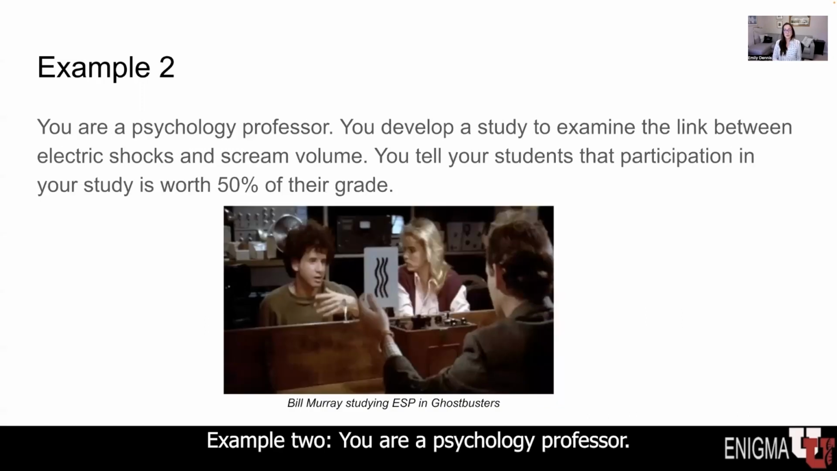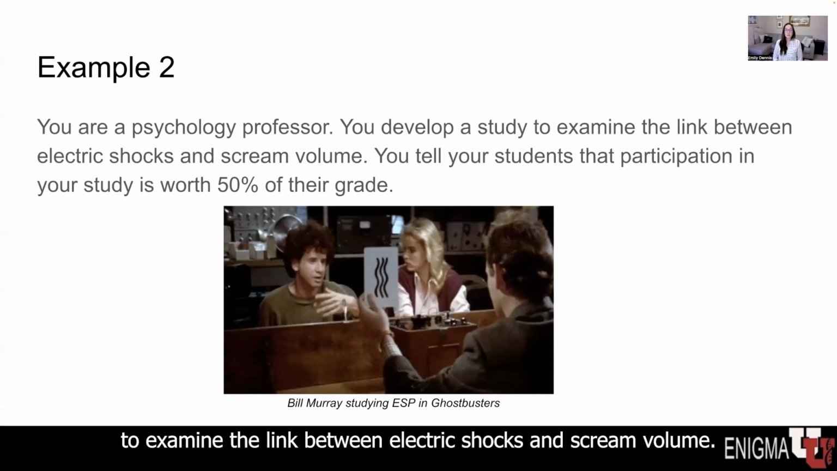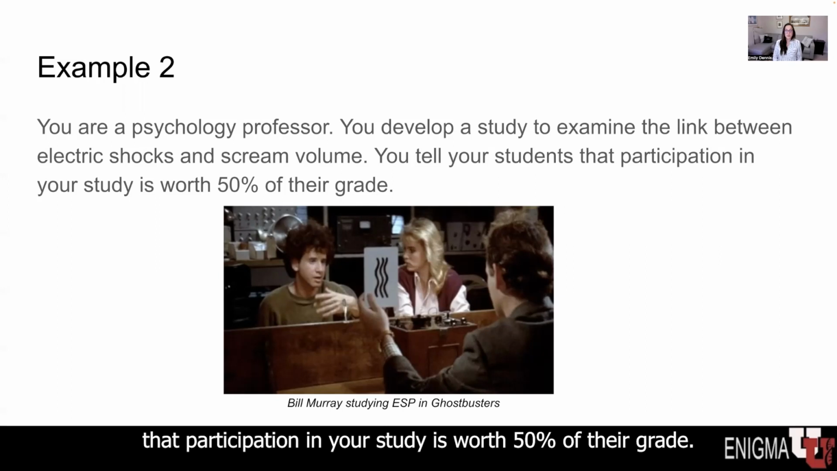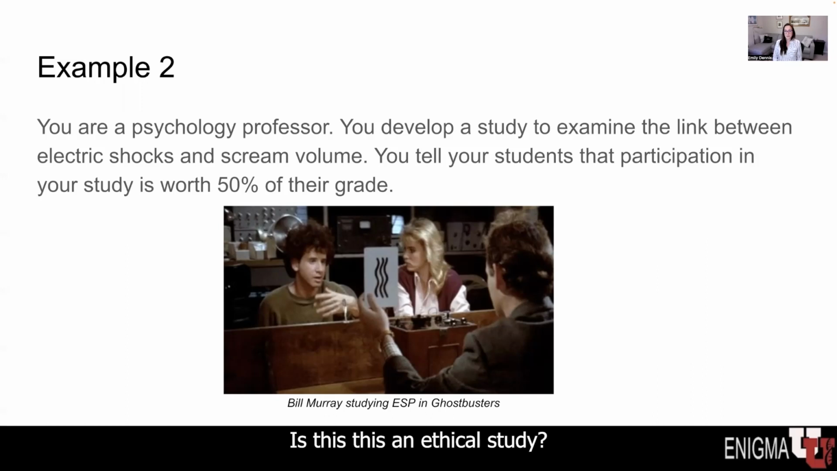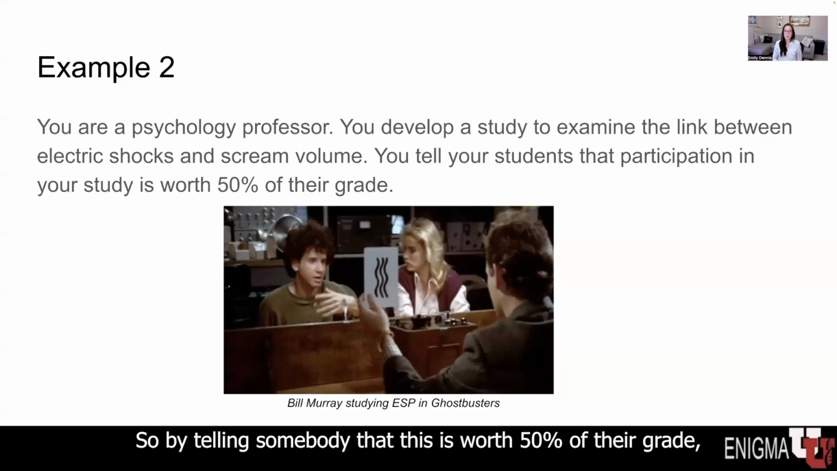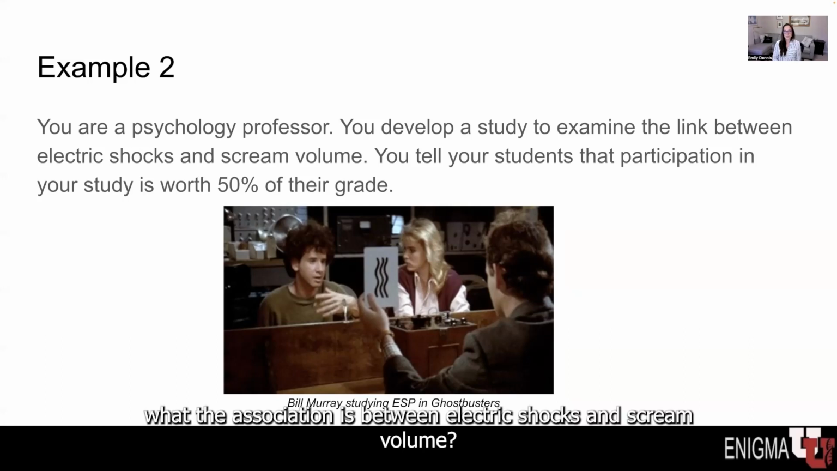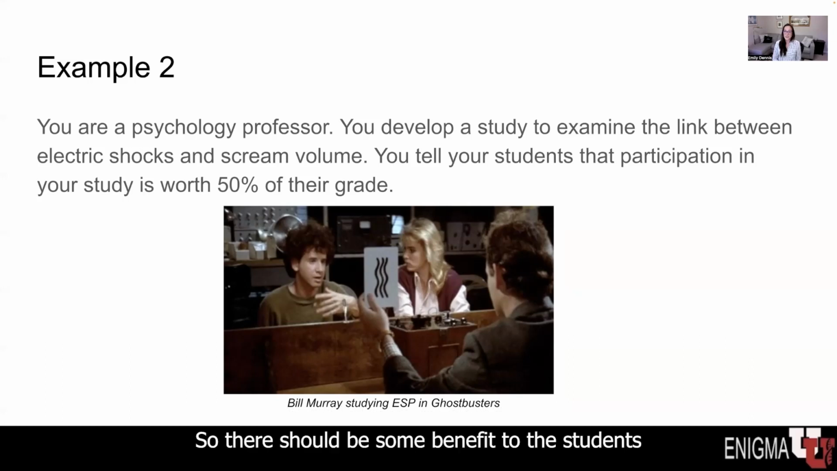Example 2, you are a psychology professor. You develop a study to examine the link between electric shocks and screen volume. You tell your students that participation in your study is worth 50% of their grade. Is this an ethical study? Of course not. You cannot have undue influence on the study subjects. So by telling somebody that this is worth 50% of their grade, of course, that's a huge influence on whether they decide to participate in the study or not. It also has no benefit to anybody. Why on earth does it matter what the association is between electric shocks and screen volume? So there should be some benefit to the students from the results of your study. Can't see any real benefit here. So no, this is not an ethical study.